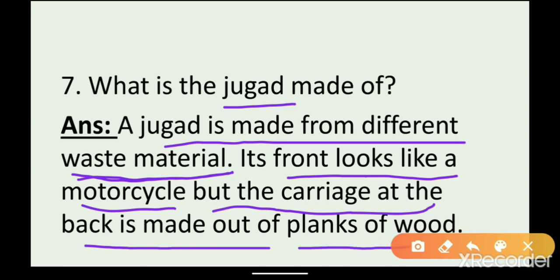So jugaad is made up of waste materials. In front it looks like a motorcycle. We have a motorcycle now, so in front it is a motorcycle, but at the back the carriage is made up of planks of wood. So small planks of wood are set together to make a carriage, and people travel in that.